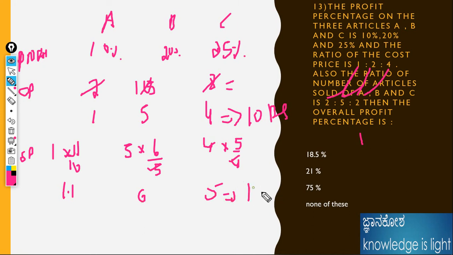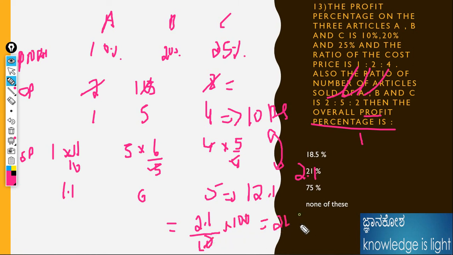Then what is the difference between cost price and selling price? That should be the profit only, which is 2.1. With respect to what is our profit percent, we need to calculate. Therefore, the difference of the CP and SP is 2.1. With respect to CP, what is the CP? 10 into 100. Therefore, 21% is the answer for this question. Okay.